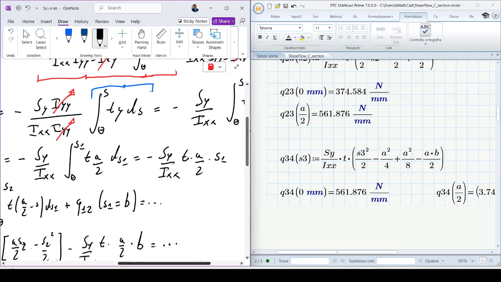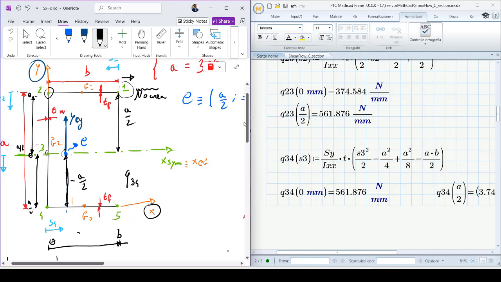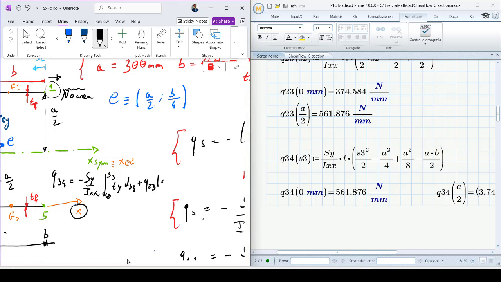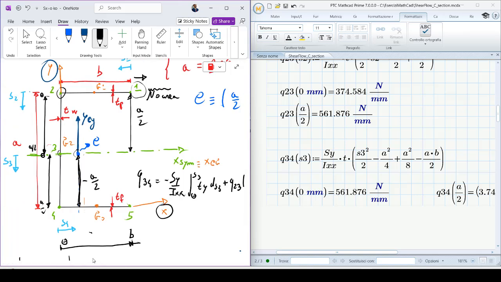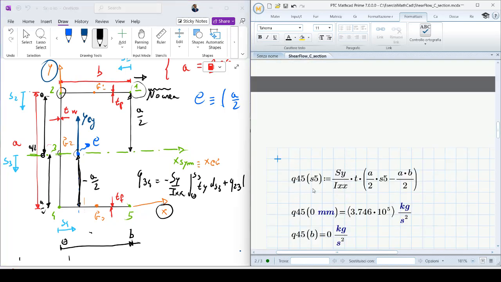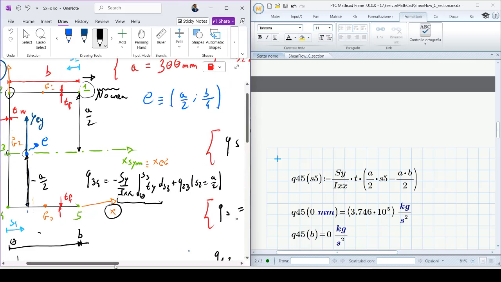But you must not forget that the shear flow Q34 is equal to clearly Sy divided by Ixx, integral 0 to S3 of t y dS3, plus the previous shear flow, so the shear flow Q23 at S2 equal A over 2. This is for all shear flow. Also, when I calculate the shear flow here for 5, I have the general formula that is this, but now we have S4, plus the previous shear flow that is Q34 at S3 equal to A divided by 2.